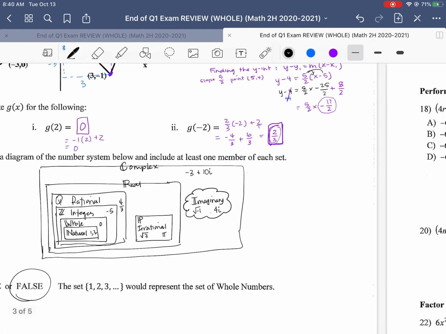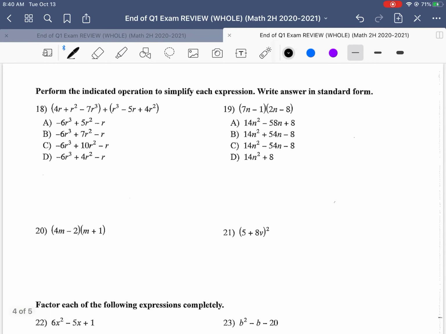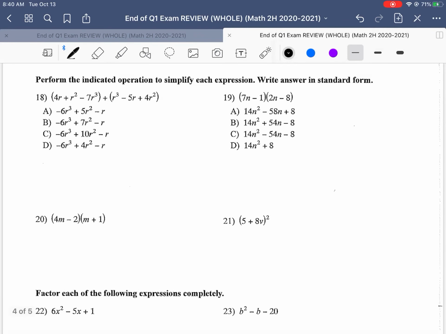All right, let's start a couple on the next page, and then we will end this video and start the last one. These ones go back to performing operations. So I'm just going to work through these quickly. Remember, we just look to see if it's addition, multiplication, or subtraction. This one looks like it's addition, so we're just combining like terms. No need to try and distribute.